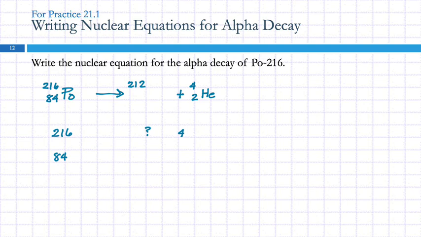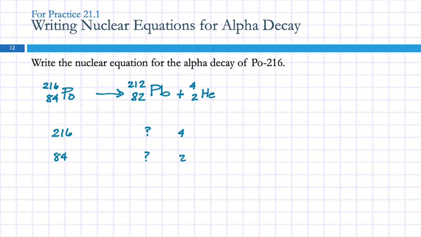We've got 84, don't know, and 2. So this one is what? 82? 82 plus 2 is 84. This 82 tells us what element it is. So we go back to the periodic table. 82 is lead. So Pb. So in this nuclear reaction, an atom of polonium turned into an atom of lead.